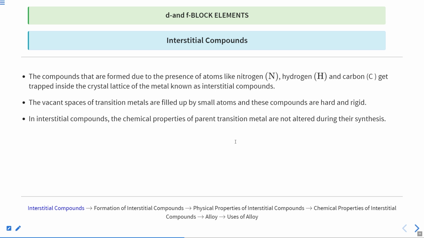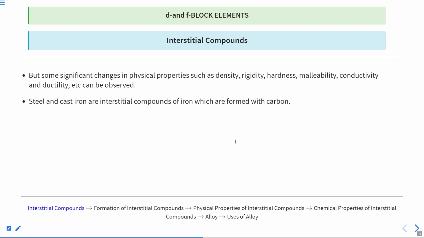Now, as the density increases, we know that density is directly proportional to hardness. So as the density increases, the hardness increases. Talking about the chemical properties, they are not altered that much. Physical properties are altered, very much altered. First, the density is altered. Then they become hard and rigid compared to the parent compound we have taken. But there is no change in the chemical properties. Of course they would alter in some way, but that alteration is not significant, right? The significance is in the physical properties like density, rigidity, hardness, malleability, conductivity, and ductility.